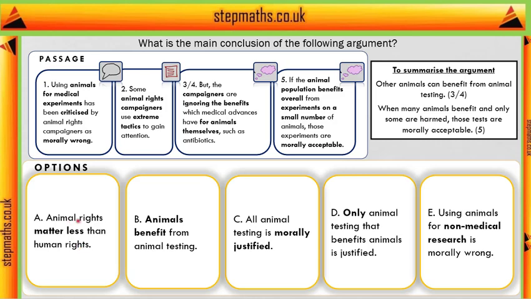So A says that animal rights matter less than human rights. Well, is that something the writer said? No. So that can't be a conclusion. They haven't compared animal and human rights, they're only talking about animals. Then option B is animals benefit from animal testing. Is that something they've said? Yes. Is it something they're arguing towards? Probably not, because then this part would just be irrelevant.